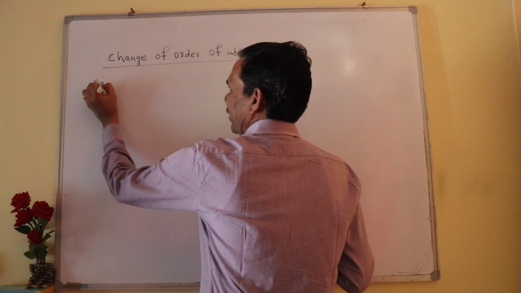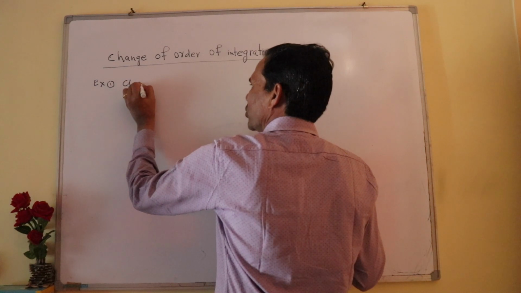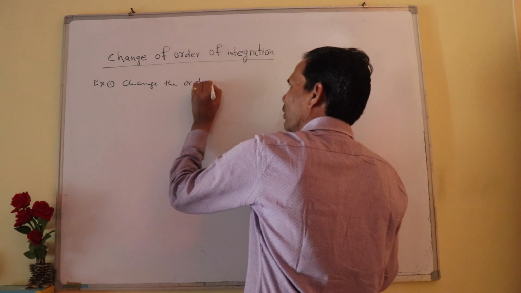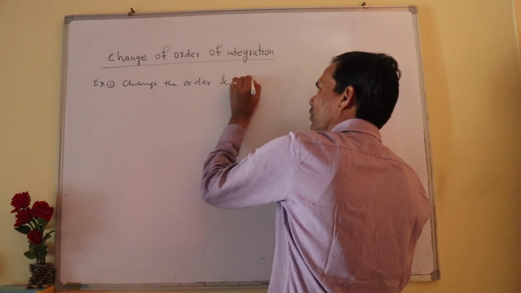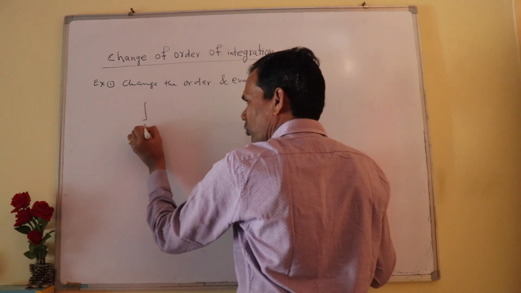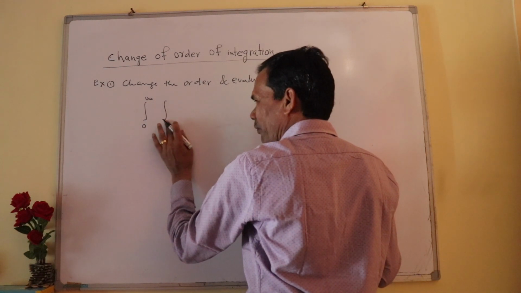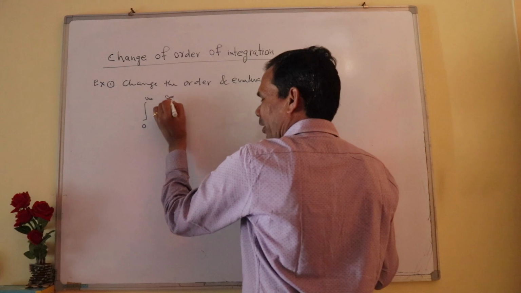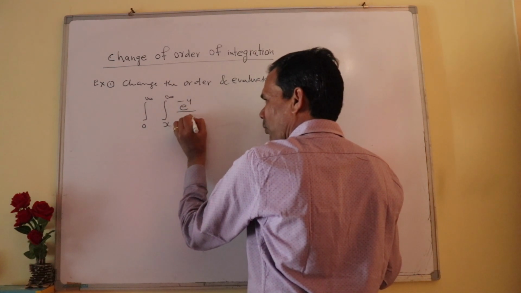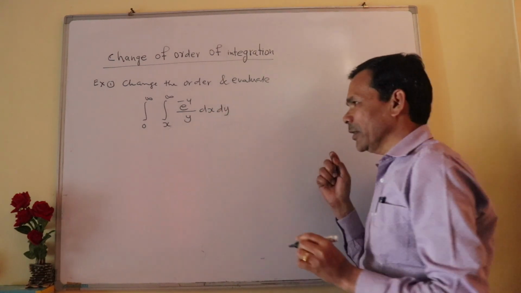Change the order of integration and evaluate the integral. The integral is given as 0 to infinity, x to infinity, e raised to minus y divided by y, dx dy. You need to find the value of this integral.